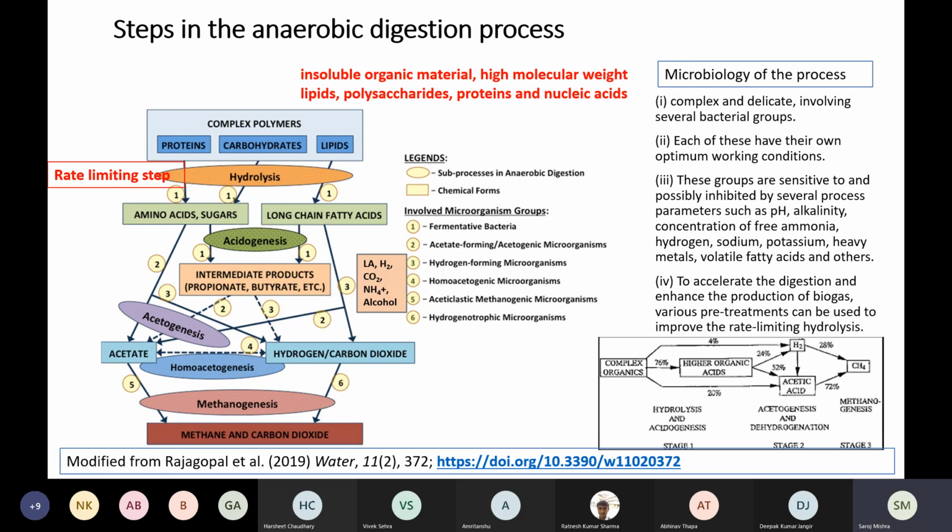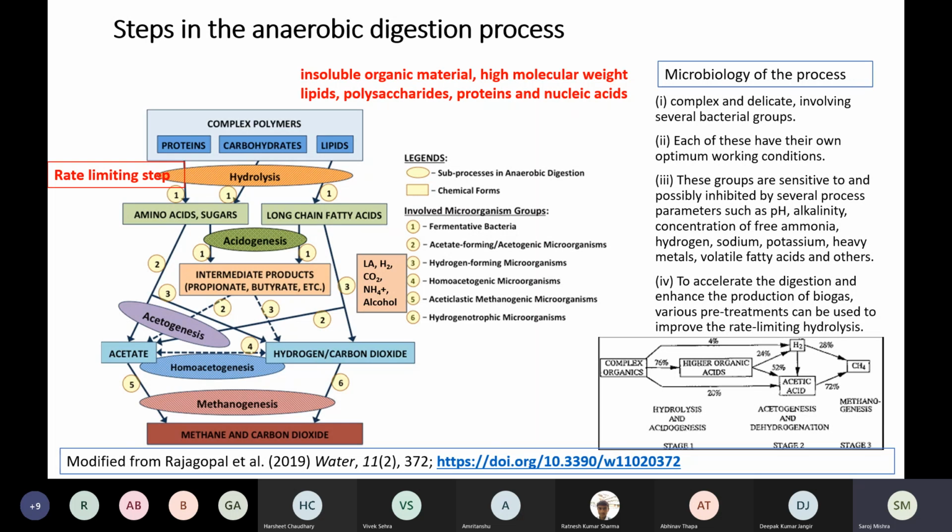Okay, and in order to increase the anaerobic digestion process, there are strategies being developed to increase the rate of the hydrolysis reaction, so that more and more of these monomers are available to the bacteria and the overall yield of the process can be increased.